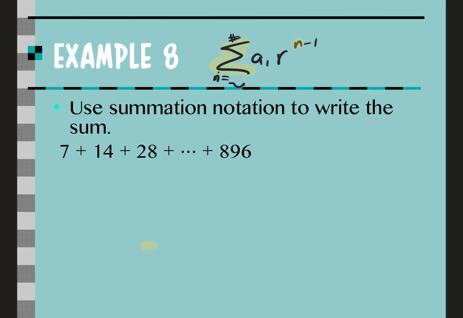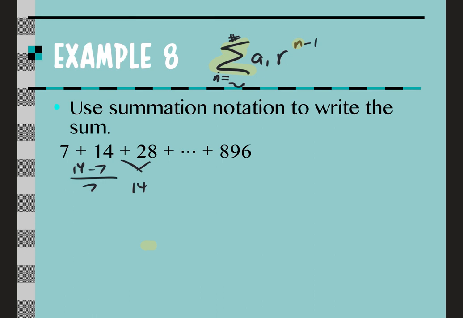All right, so first of all, look at our terms here, okay? 7, 14, 28, dot, dot, dot, 896. So how can I find out, first of all, is it geometric or arithmetic? Geometric. Let's look. How do we know the difference? 14 minus 7 is 7, yes? But what is 28 minus 14? 14. Okay? So not arithmetic.